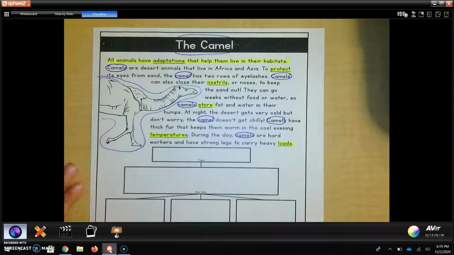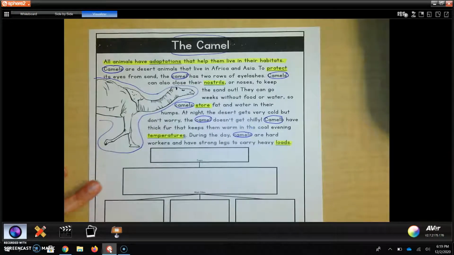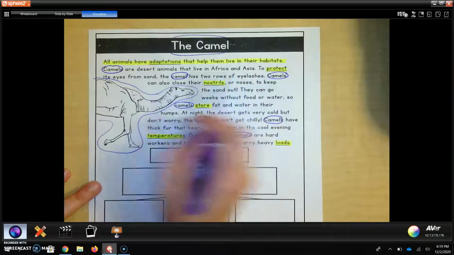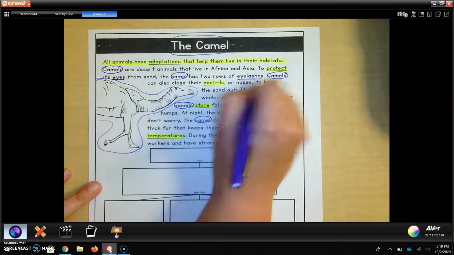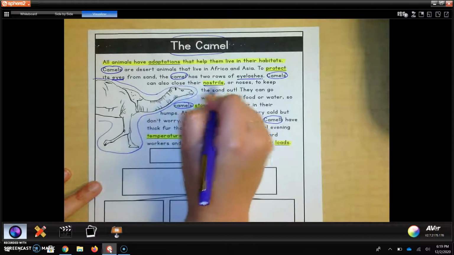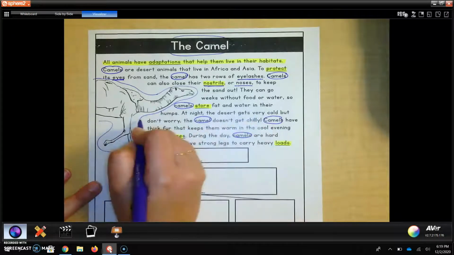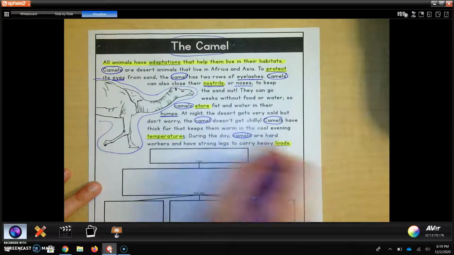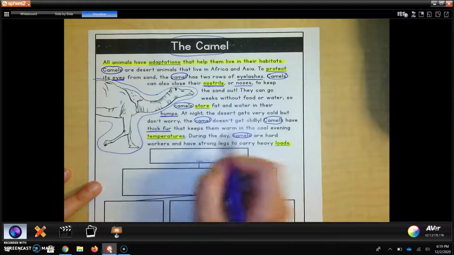But sometimes too, you can look at repeating patterns. For me, a big repeating pattern that I saw here was body parts. They kept talking about the body part of a camel. Like right here, camels are desert animals that live in Africa and Asia, to protect its eyes. So eyes was a body part they were talking about. Eyelashes were a body part. Close their nostrils or noses was a body part. Camels store fat in their humps. That's a body part. Gets very cold, the camel doesn't get chilly. Camels have thick fur that's on their body. During the day, camels are hard workers and have strong legs.